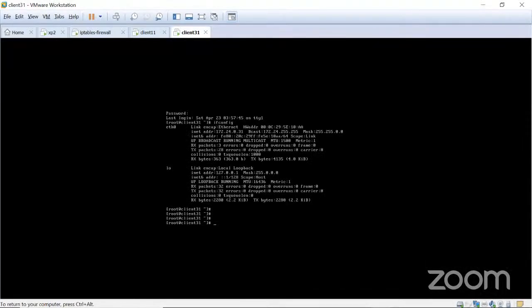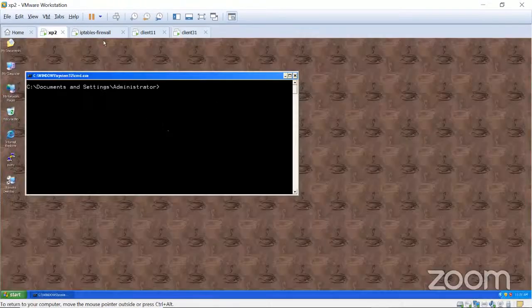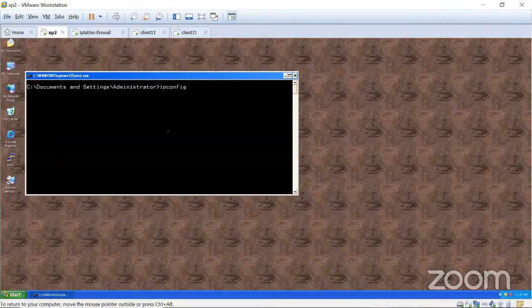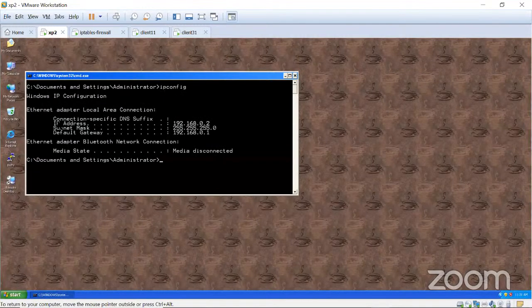So now I am moving towards the practical portion. First of all, I'm showing you this Windows system. Let me run this command to check the IP addresses in Windows. The command is ipconfig. If you look carefully, this has the address 192.168.0.2. That is our Windows system.